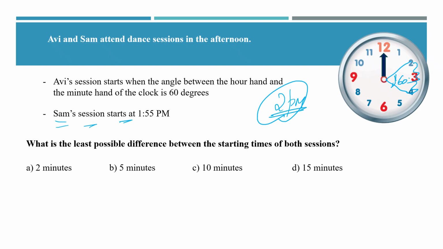Sam's session starts at 1:55. What is the least possible difference? See, this is what I was waiting for. There will be a twist. Least possible. So the least possible, obviously, is 2 p.m. and 1:55. So the difference is 5 minutes. Moving on to the next question.